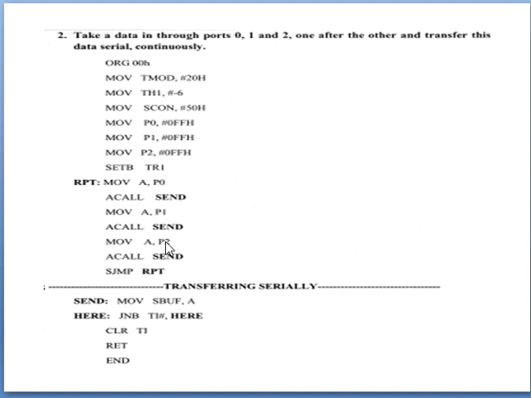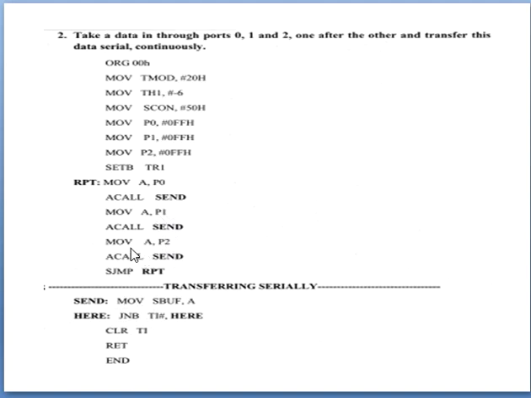It is going to call this send program, that is move SBUF comma A. So the accumulator's content will be loaded into SBUF through this instruction. Here: jnb TI comma here, then clr TI, ret. So it is going to return from this subroutine. Then move A comma P1, in the sense the second value coming from P1 will be read, and then again you have to call send.